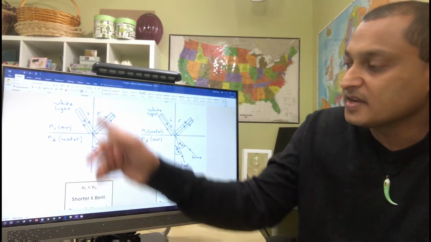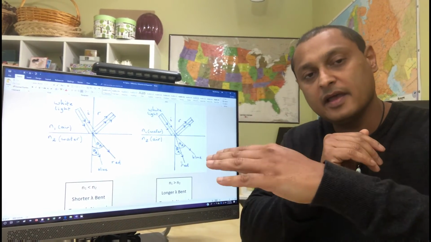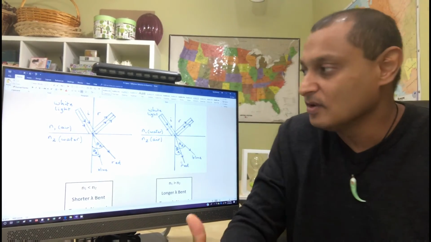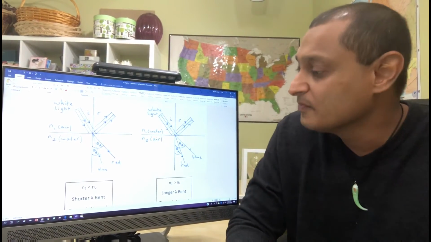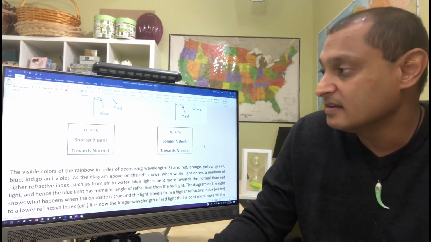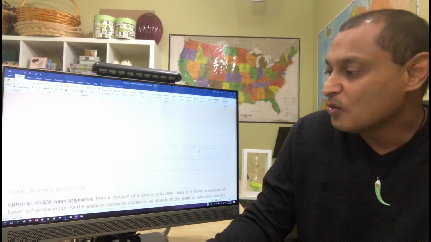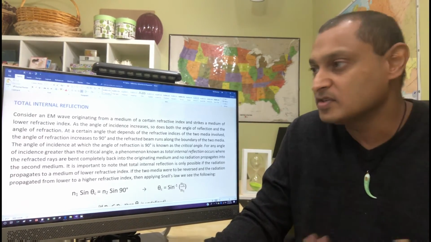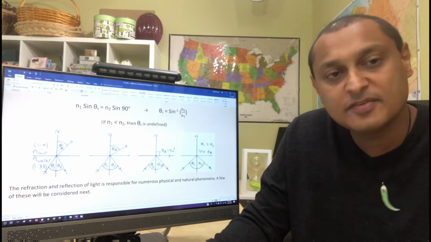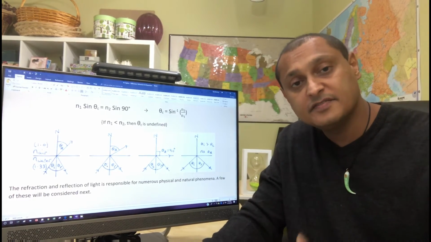This is the normal. It's perpendicular to the interface of the two boundaries, air and water, for example. A line perpendicular to that is called a normal, and all angles are referenced from this normal. So interesting things happen as light goes into different mediums, and whether it gets bent towards or away from the normal will determine all kinds of things. For example, total internal reflection is one of them. And this is the foundation for fiber optic cables and the transmission, almost at the speed of light, of information.